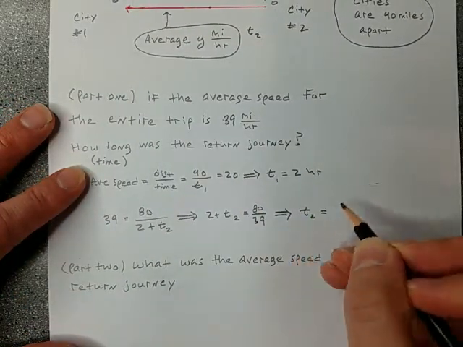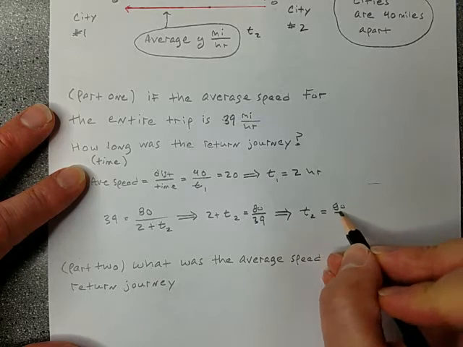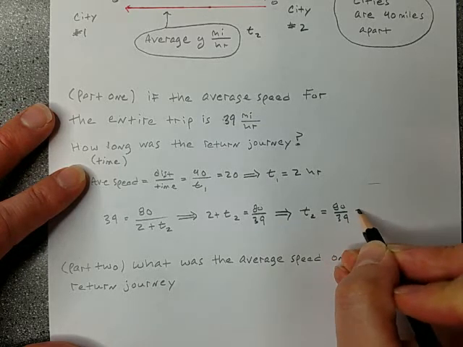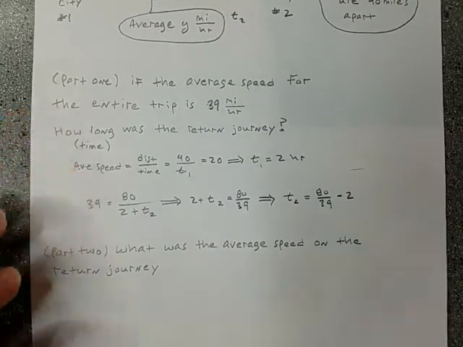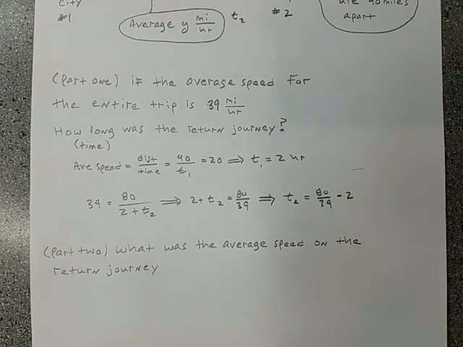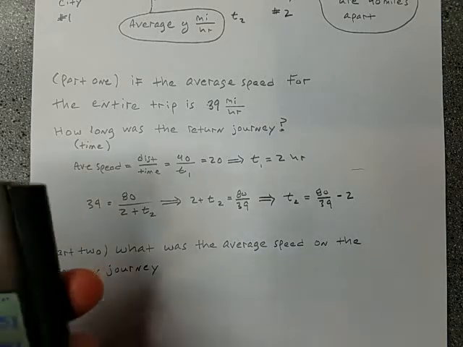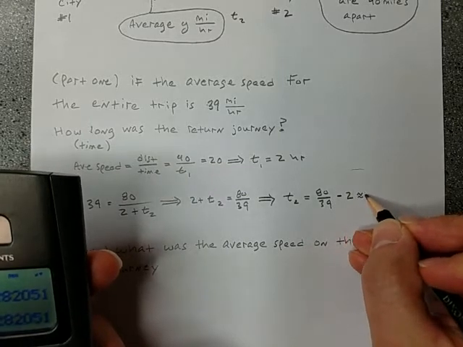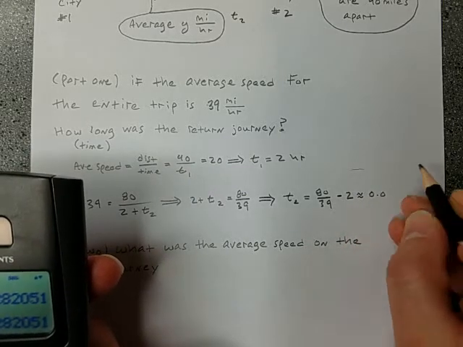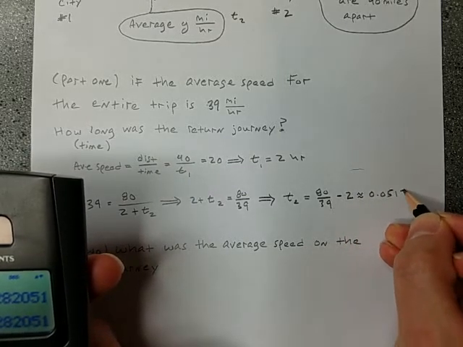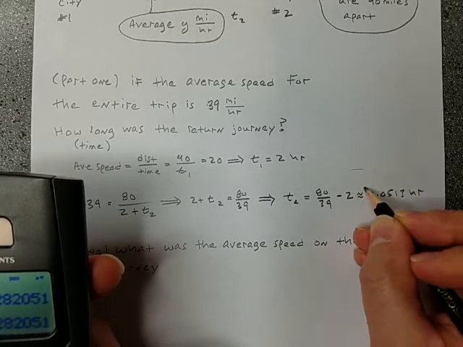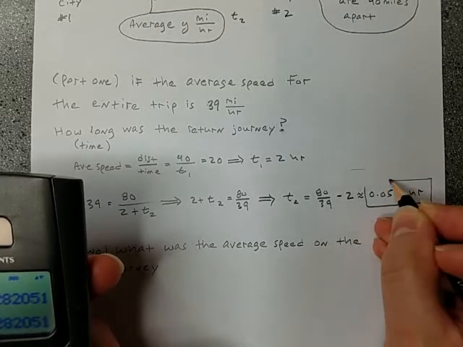So T2 is equal to 80 over 39 minus 2. So let's figure out what that number is. 80 over 39 minus 2, not very big. Turns out to be about 0.0513 hours, roughly. That's not very long at all.